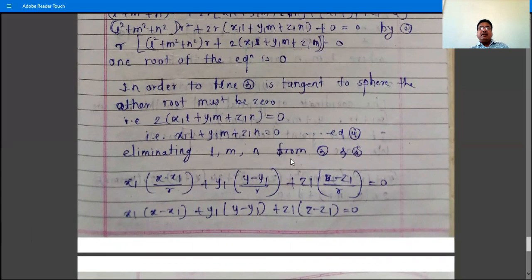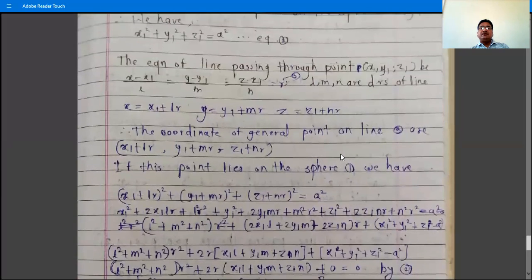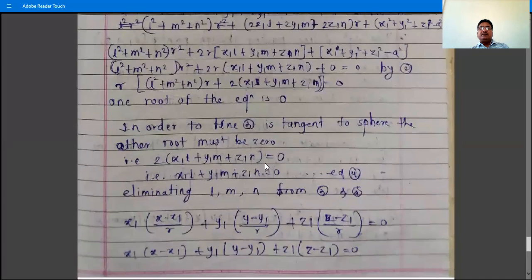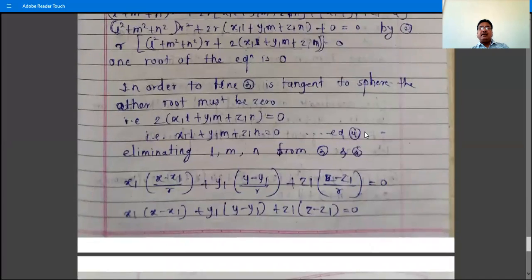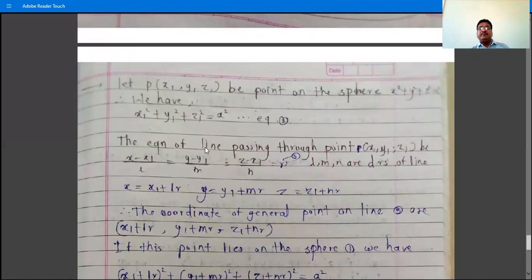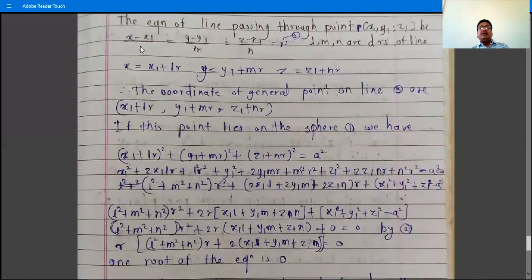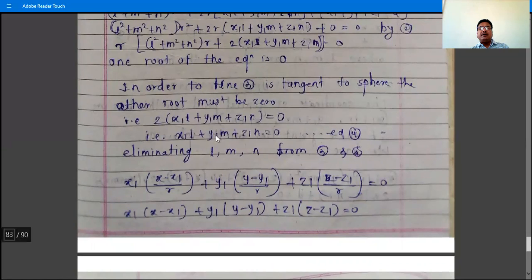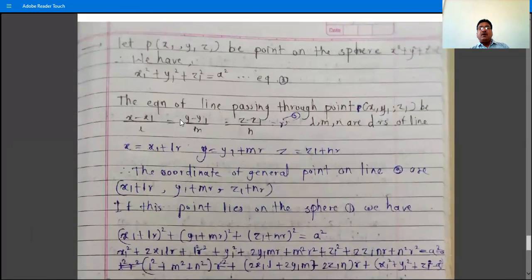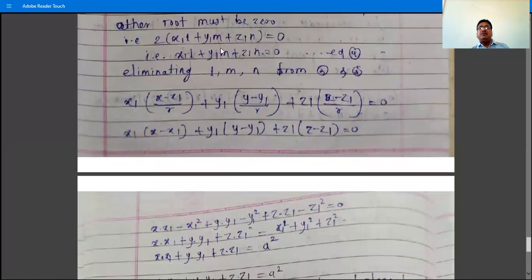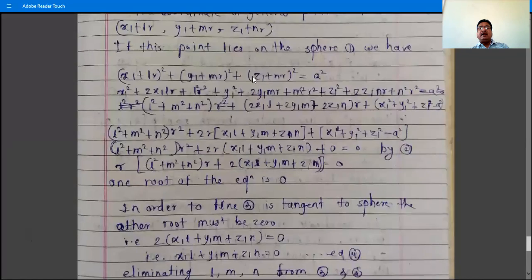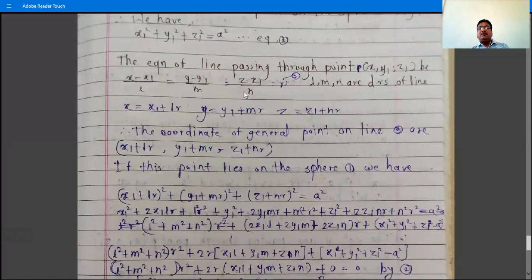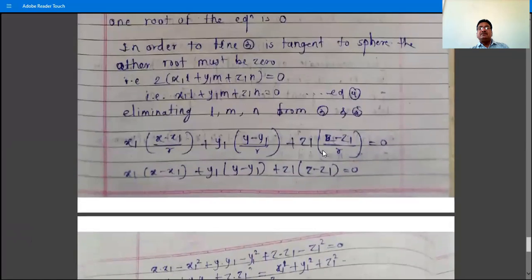Then eliminating l, m, n from 3 and 4. This is equation number 3 and this is equation number 4. From 3 and 4, where 3 is the equation of the line, eliminating l, m, n. The value of l is x minus x1 by r. The value of m is y minus y1 by r. And the value of n is z minus z1 by r, so we substitute these.